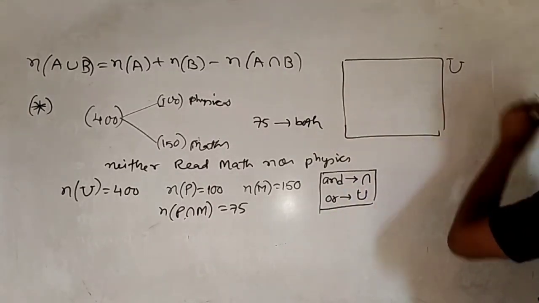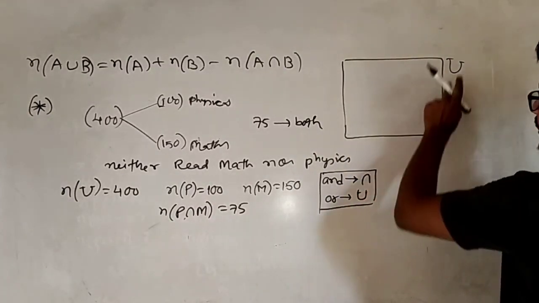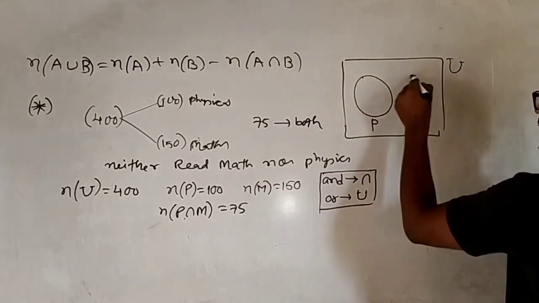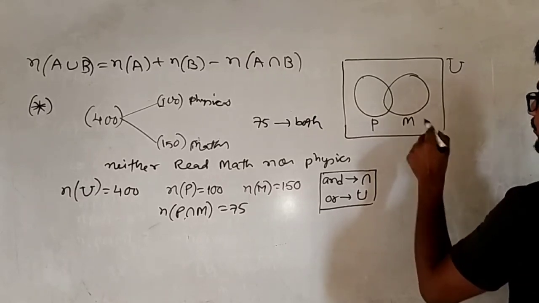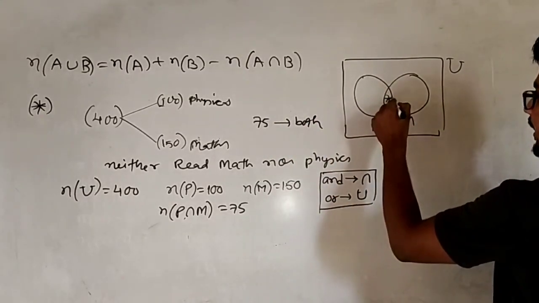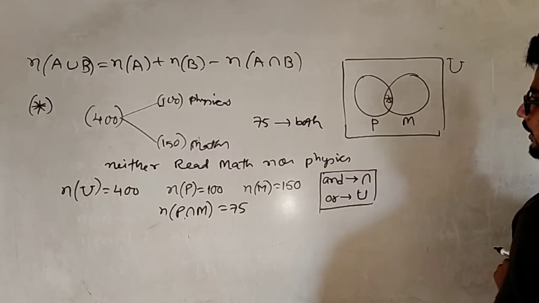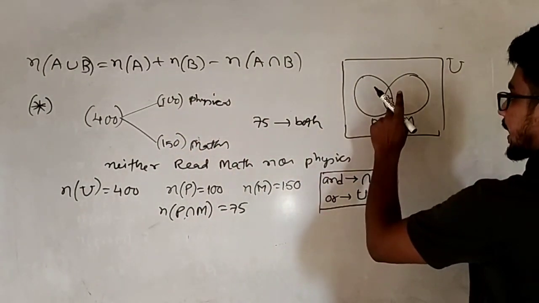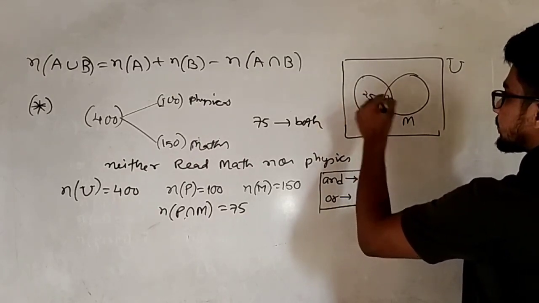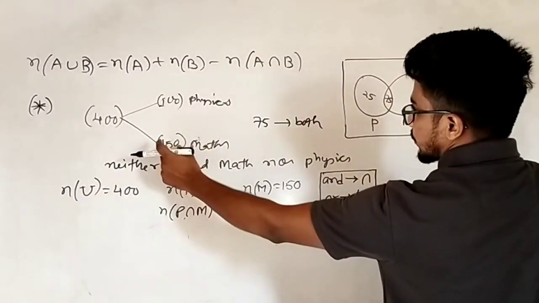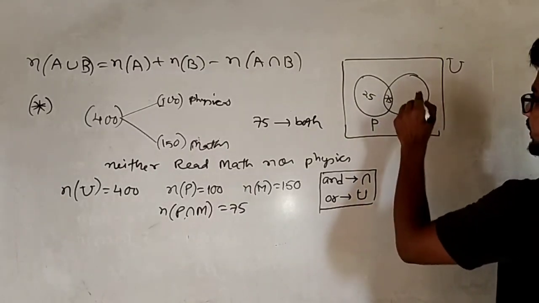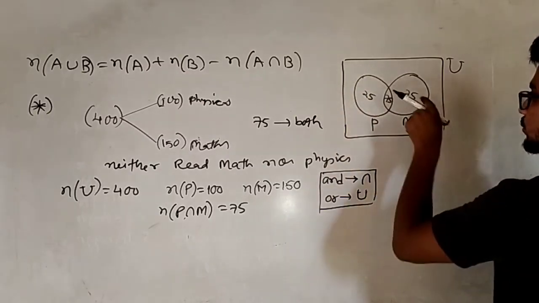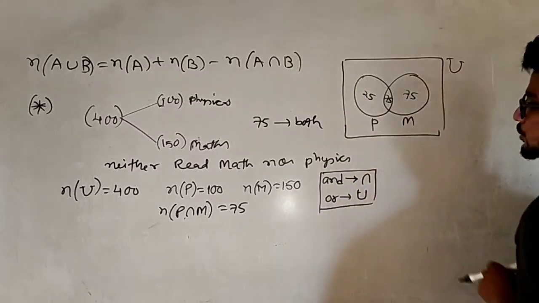Suppose this is our universal set where all 400 students lie. This is the set for physics. This is the set for maths. And we know that 75 students lie here who read both. Total students of physics are 100, so if 75 lie here, then here will be 25. Total students of maths are 150. If 75 lie here, then here will be 75. Those 25 read only physics. Those 75 read only maths.